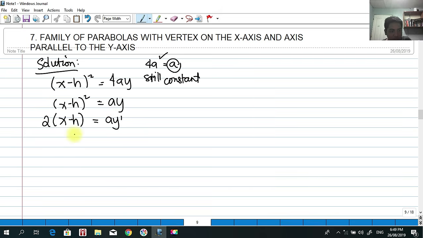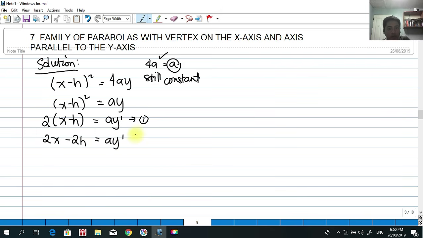If we simplify this, this should be our first equation, our first derivative. So let's simplify: 2x minus 2h is equal to a y prime.